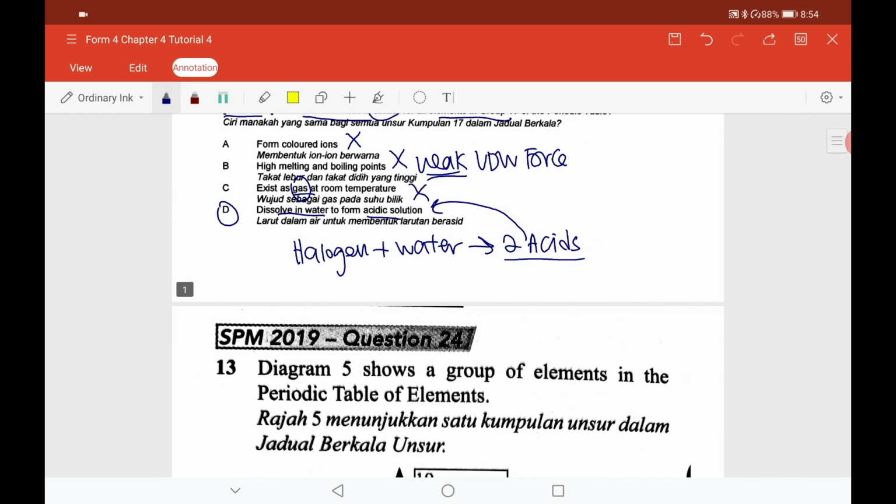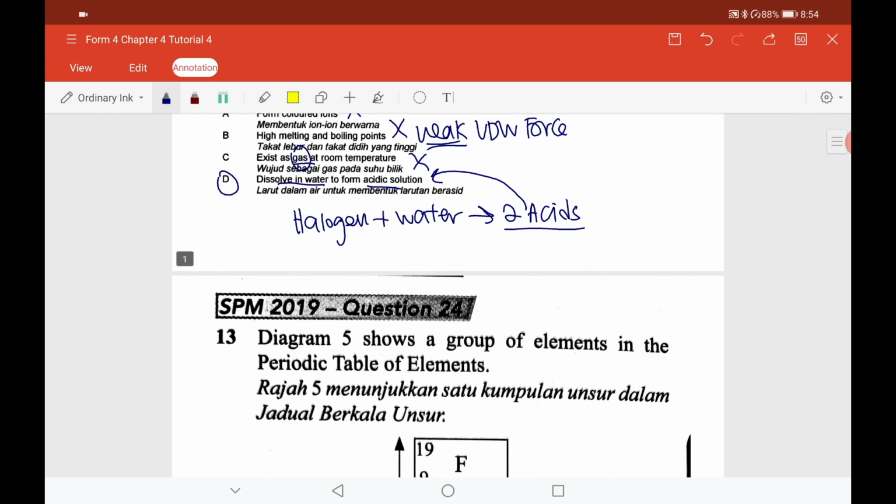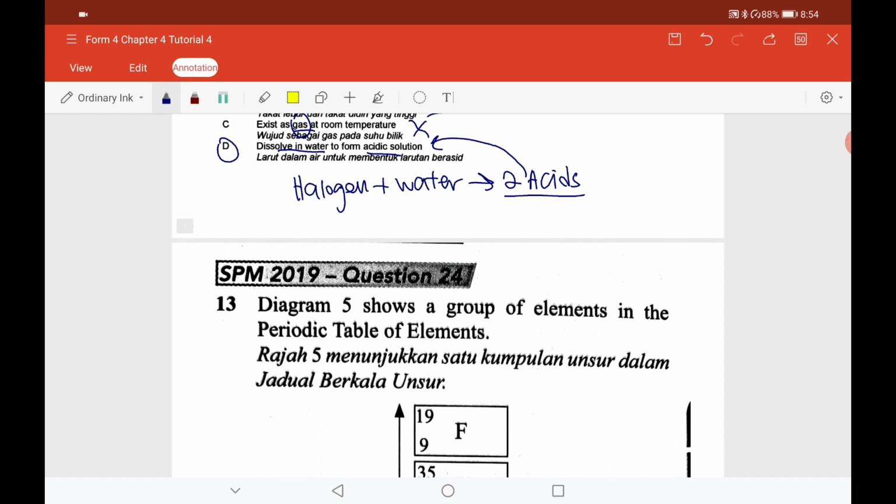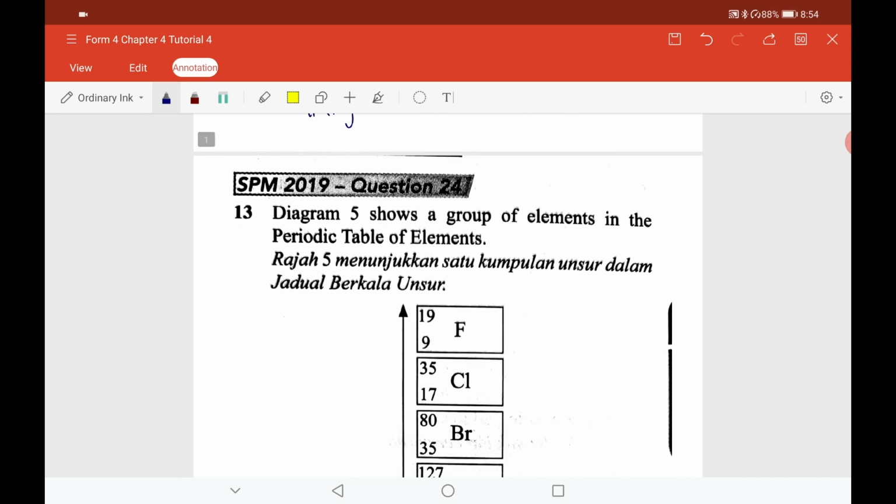Okay, so now we look at one more question. This is SPM 2019. Okay, this is one of the recent past year questions. Okay, so let's look at the question.